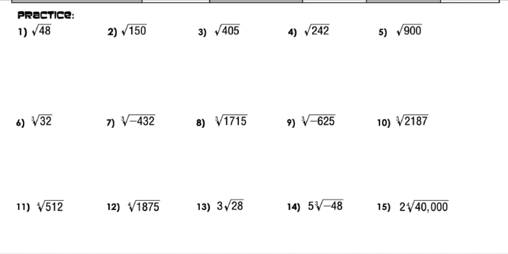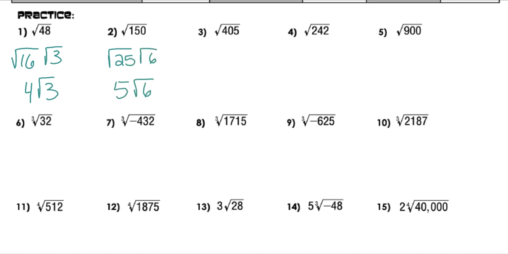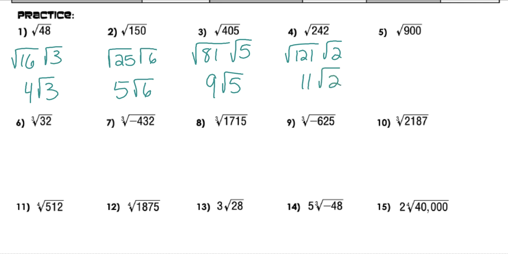All right, so 48 I can break down into 16 times 3. So that would give me 4 root 3. 150, the largest that goes into that is 25 6 times. So that would be 5 root 6. 405 is a little bit trickier, but if we kind of guess and check there, I know that 81 goes into it 5 times. So that would be 9 root 5. 242, that's 121 times 2, so that would be 11 root 2.